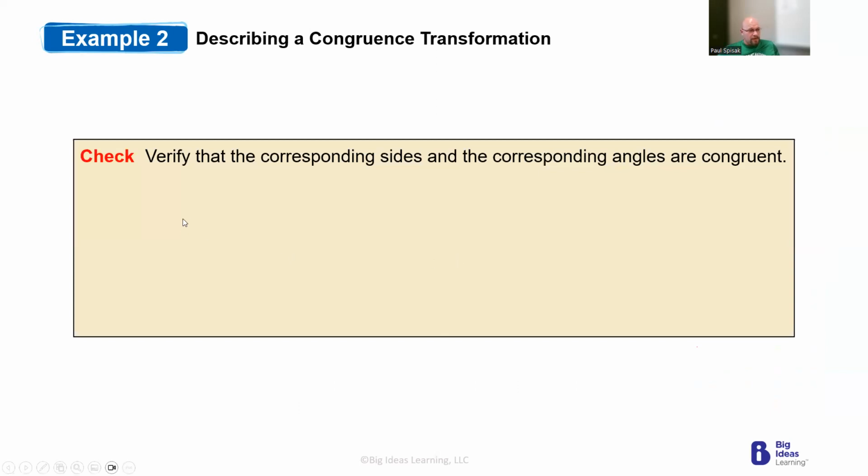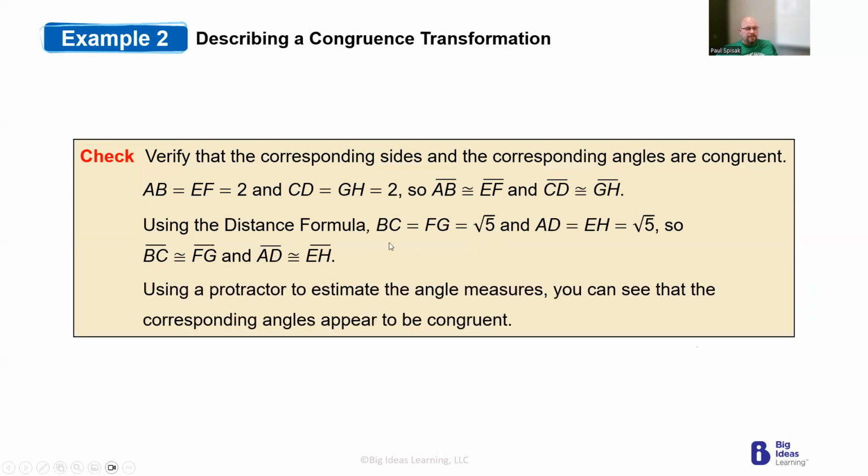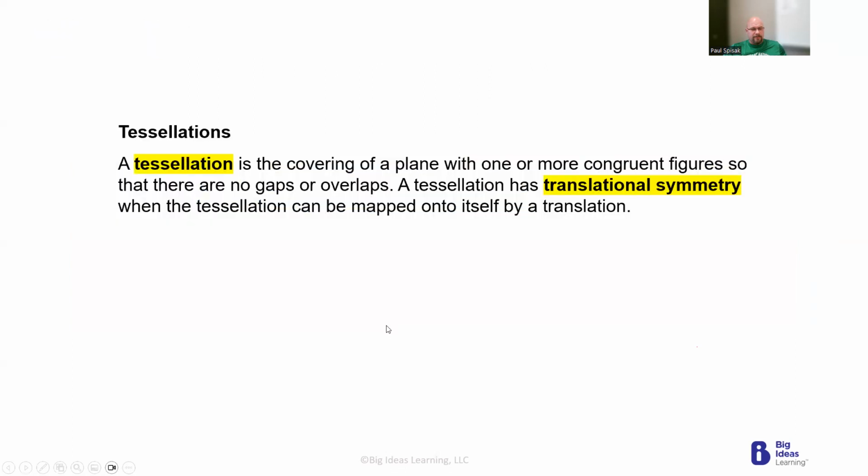Now, we can check and verify that the corresponding sides and the corresponding angles are congruent. So we can actually find some different pieces. We can show that they are equal and that they are congruent. We can use the distance formula to find the ones that are equivalent to the diagonal. We can use the protractor to estimate the angle measure. You can see that the corresponding angles appear to be congruent.